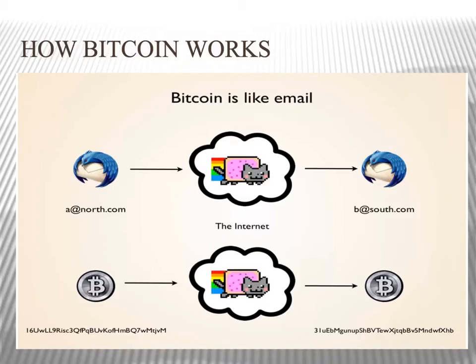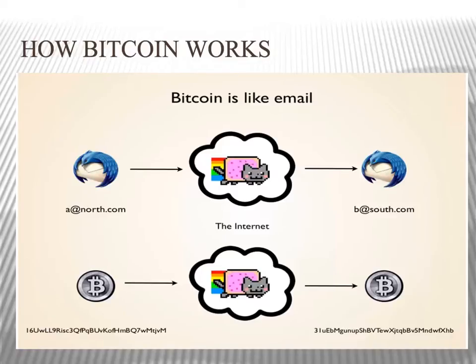Now let us discuss how Bitcoin works. Bitcoin is just like an email. Suppose a person A has to send an email to person B. Now, what does person A require? Person A requires an email ID, let's say a@north.com. And what does person B require? Person B also requires an email ID called b@south.com. These email IDs can be seen as the public keys of person A and person B, that is, the names of persons on the internet which are known to the public.